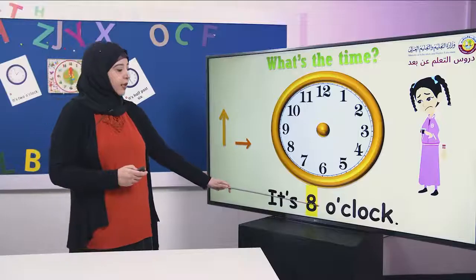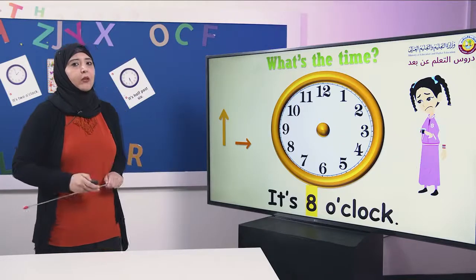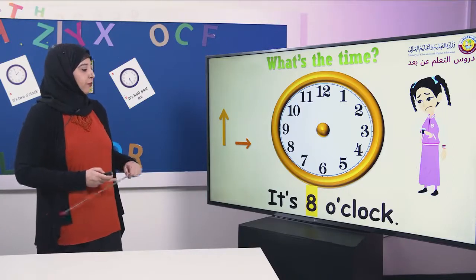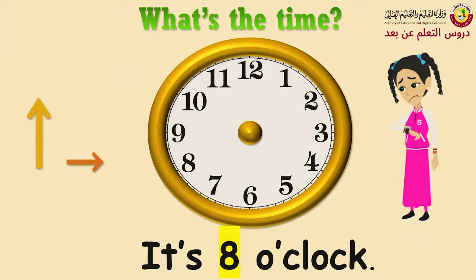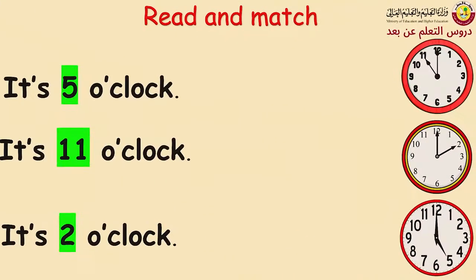Now it's 8 o'clock. Let's help our friend Sarah to find the time. 8. Where is number 8 here? Can you see it? Yes, great job. This is 8 o'clock. Now, my dear students, let's do this activity.